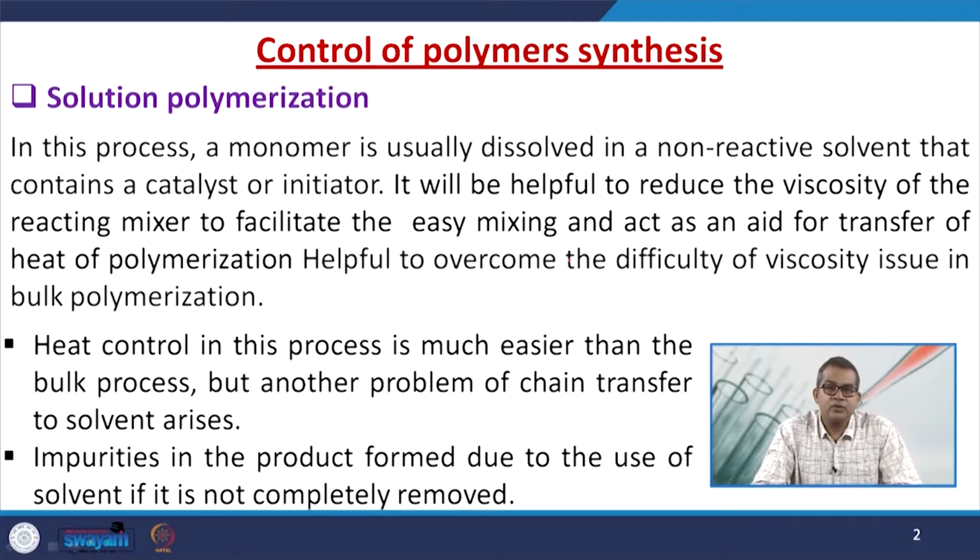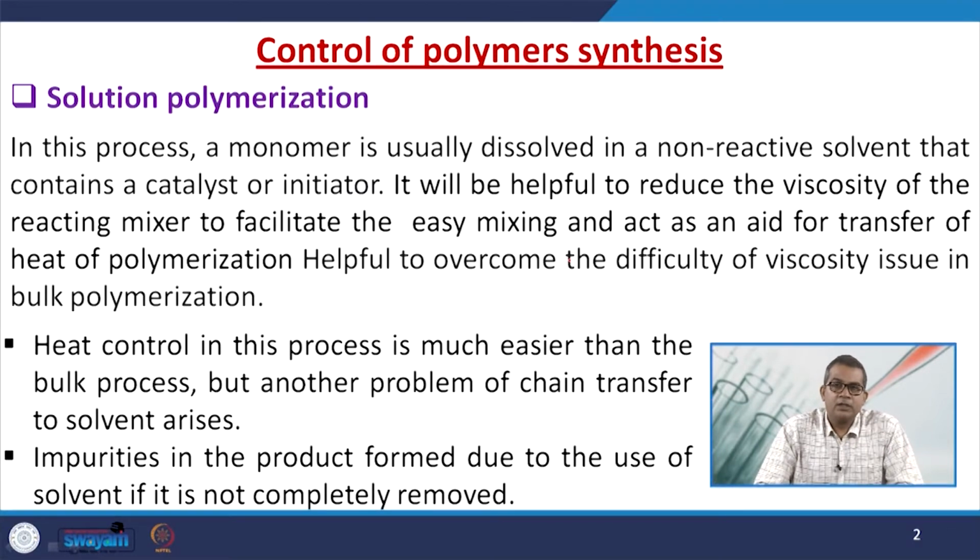We had a discussion about the bulk polymerization, or mass polymerization, and different types of control parameters for it. In this lecture, we will start with the solution polymerization. Now, in the solution polymerization, usually the monomer is dissolved in a non-reactive solvent that usually contains catalyst or initiator. Again, I am repeating: initiation, propagation and termination.